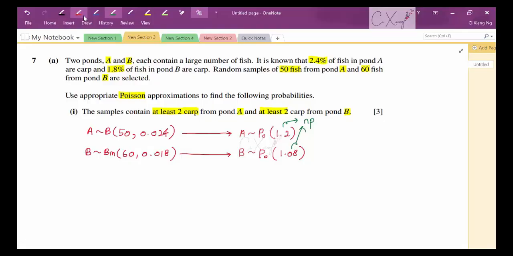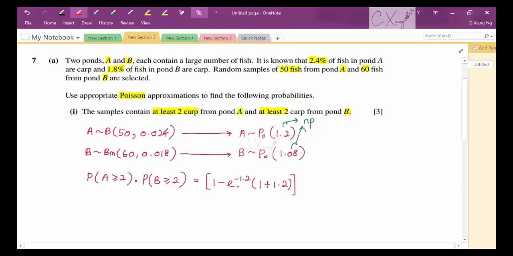Now when we want to calculate the probability, they are asking for at least 2 carp from pond A, so A greater than or equal to 2, multiplied by at least 2 carp from pond B, so B greater than or equal to 2 as well. For Poisson distribution, we cannot calculate A greater than or equal to 2 directly because you have to start from 2, then 3, 4, 5 until infinity. So to calculate the probability for greater than or equal to, I take 1 minus A equals 0 and A equals 1. So e to the negative lambda for A equals 0 gives you the value 1. A equals 1 gives the value lambda, which is here, multiplied by e to the negative lambda.